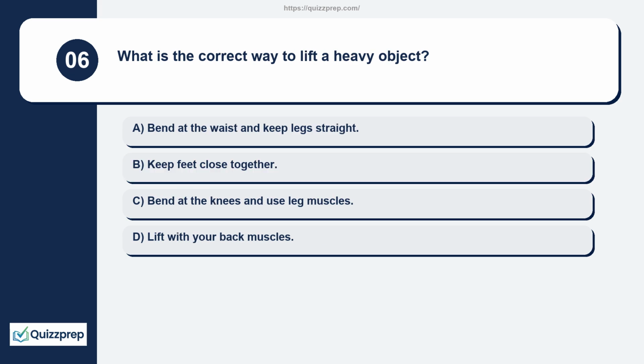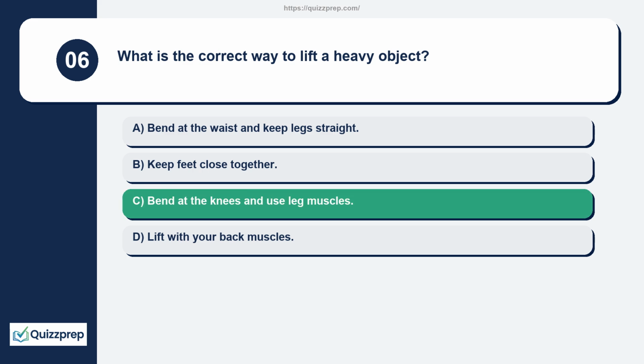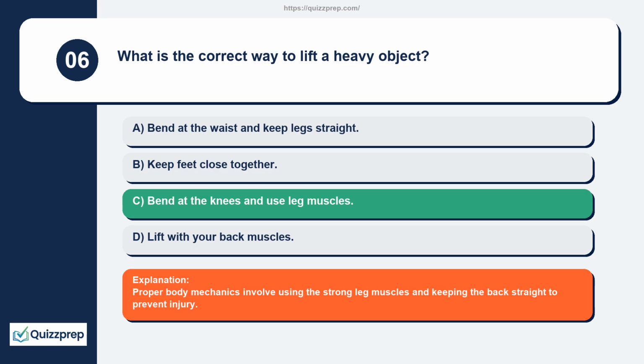Question 6. What is the correct way to lift a heavy object? Bend at the waist and keep legs straight. Keep feet close together. Bend at the knees and use leg muscles. Lift with your back muscles. Proper body mechanics involve using the strong leg muscles and keeping the back straight to prevent injury.